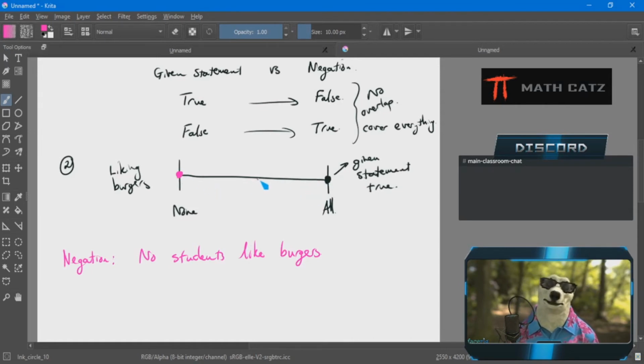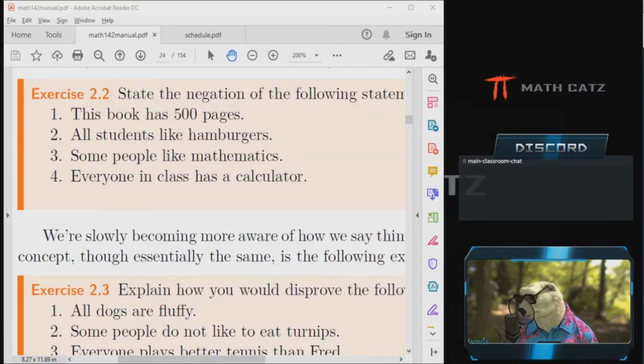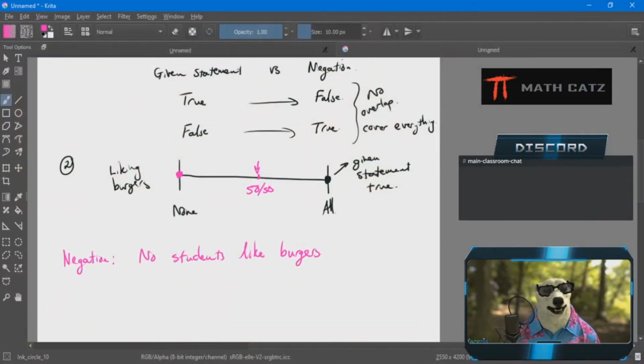What if it's 50-50? Half of the students like burgers, half of the students don't. Is my given statement true? Let's say here, 50-50. Let's suppose that's happening. Is the given statement true? Remember the given statement? All students like burgers. In this 50-50 case, is the given statement true? That's my question to you.